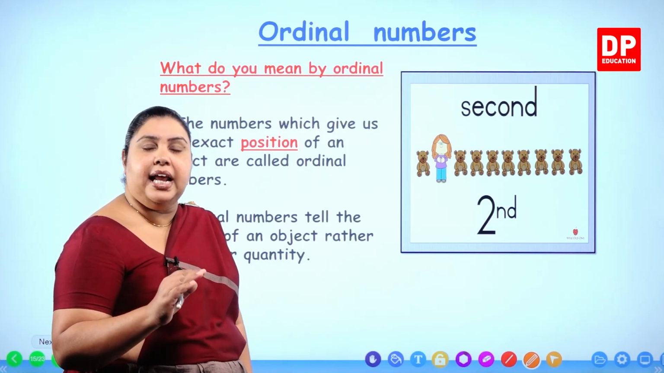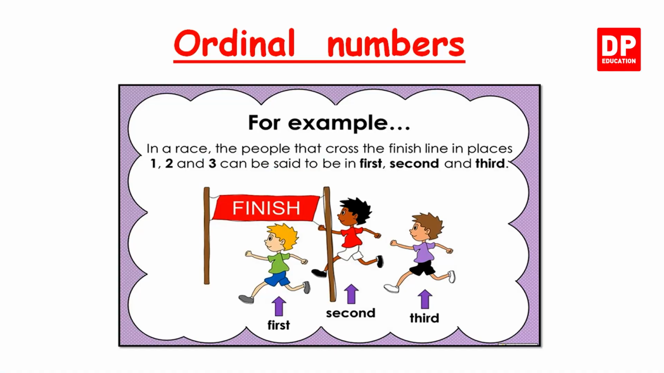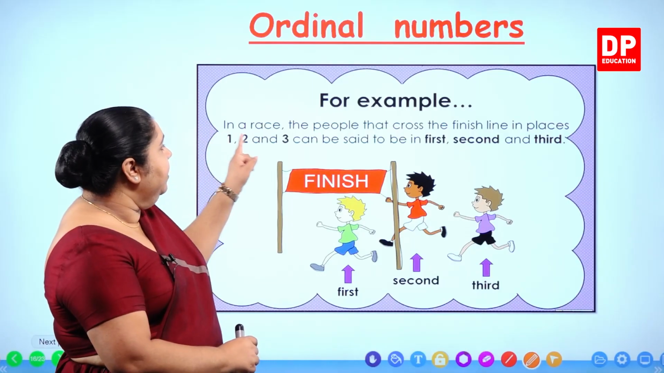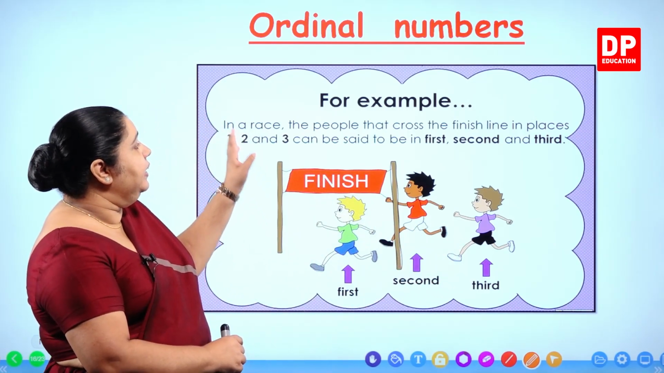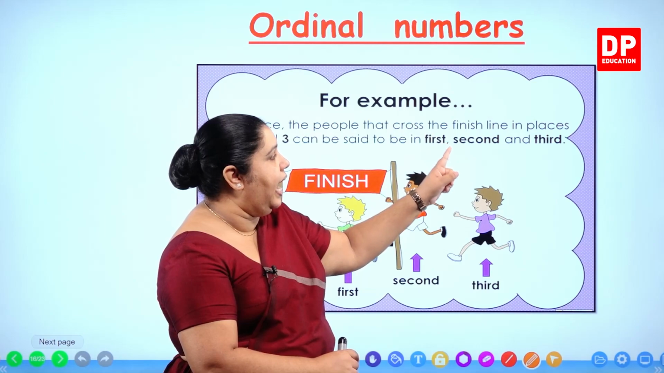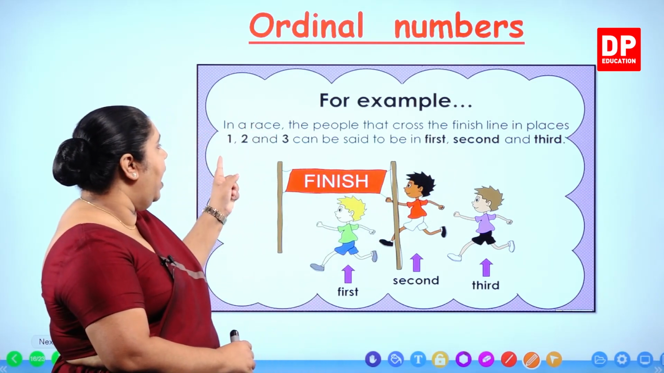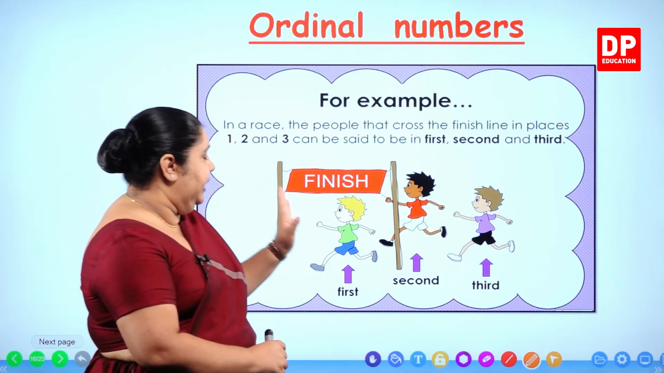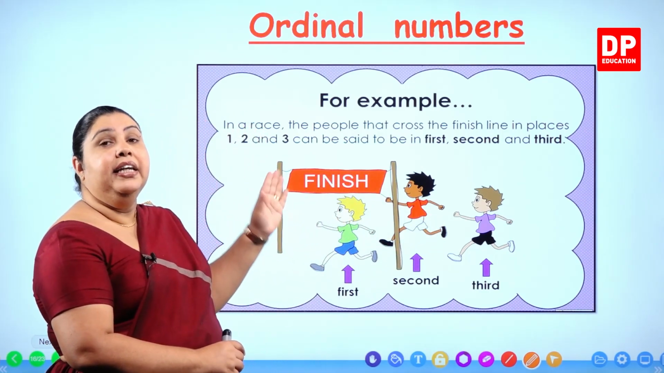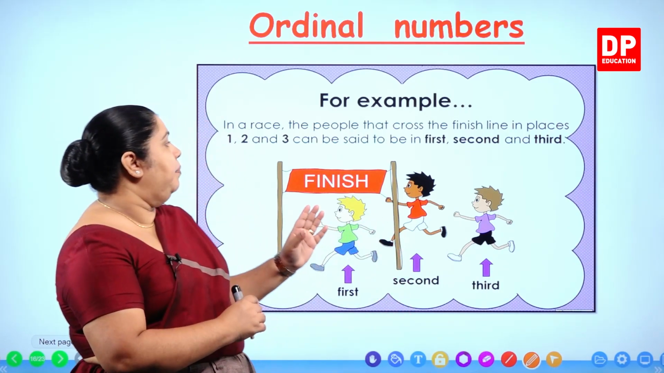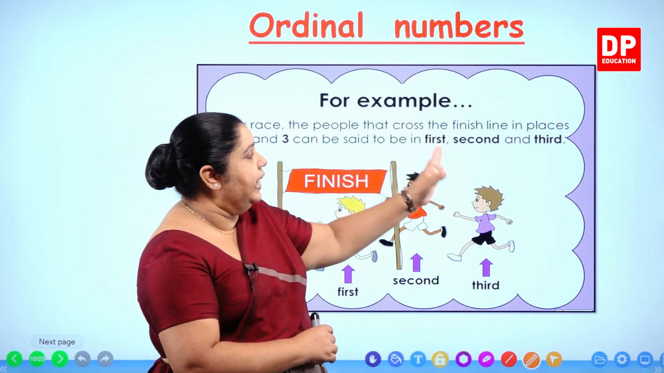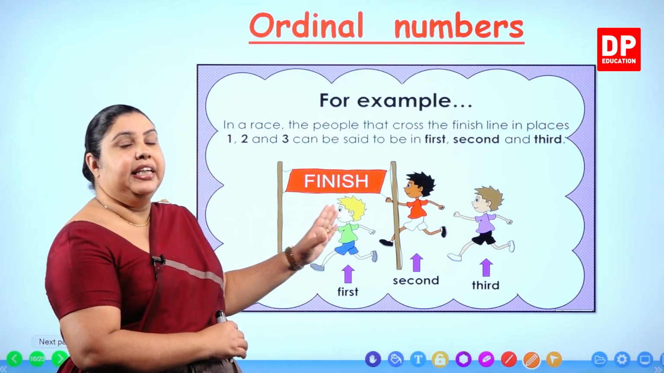Let's move on to our next slide. You will understand this better. Okay. Right. Now, this is a very good example. This is what we spoke about in our pupils book. In a race. Now, මේ තියෙන race එකක්. දුවන race එකක් නේ පුතේ. In a race, the people that cross the finish line in places 1, 2 and 3. ඔන්න පුතේ race එකක ඉවර කරන ලයින් එක ඉවර කරන පිළිවෙල 1 2 3 පිළිවෙලට ඉවර කරන විදිහ අනුව තමයි අපි කියන්නේ we say first second third. අපි එතකොට 1 2 3 කියලා කියන්නේ නෑ පුතේ.